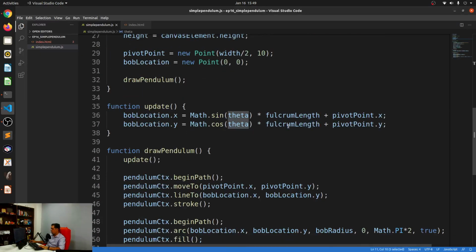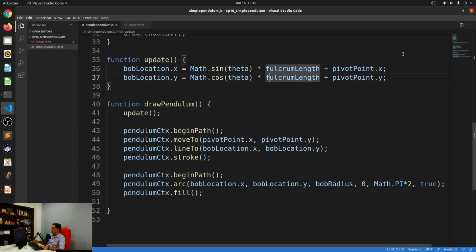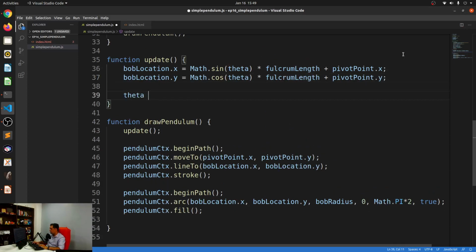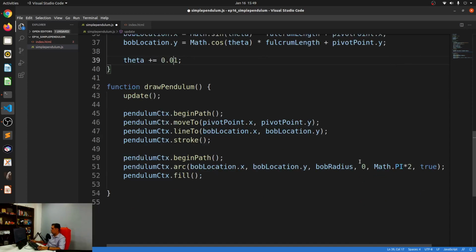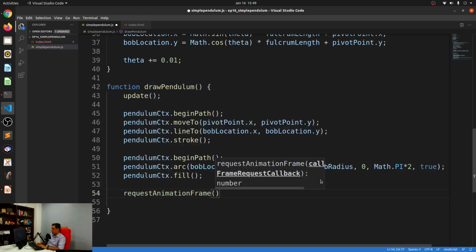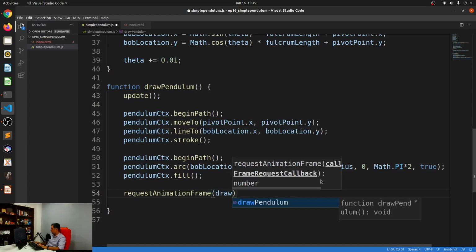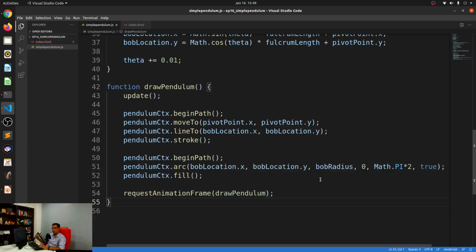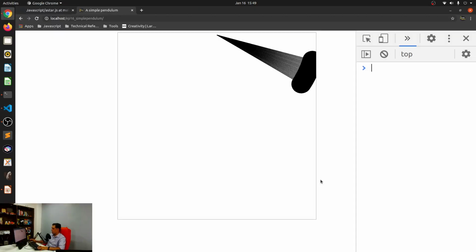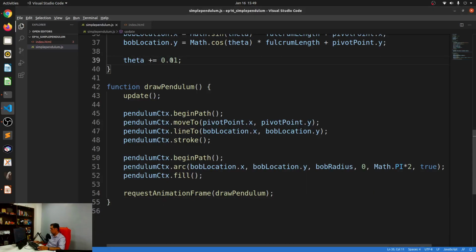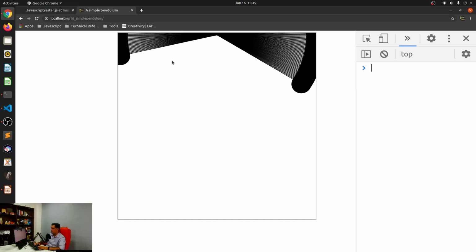What happens if I was to just increment theta? If I said theta plus equals 0.1 or 0.01 because I wanted to go slow, and I put a request animation frame of draw pendulum, basically this thing will now start animating. Now what happens? Oh, it goes the other way around. All right, so I'm going to decrement theta over here.